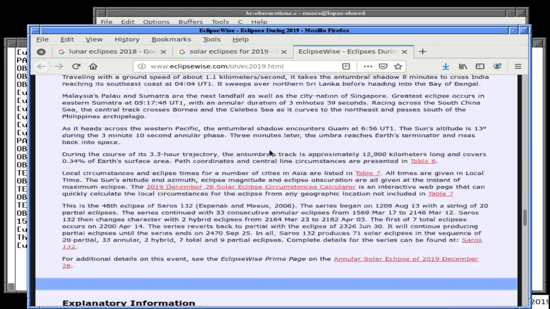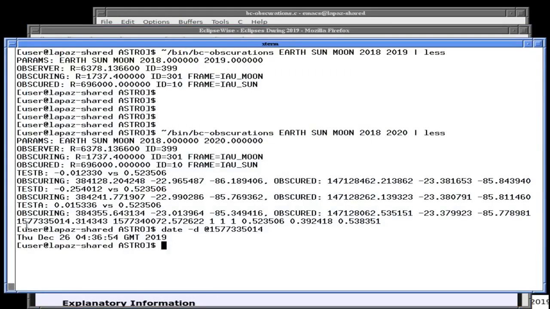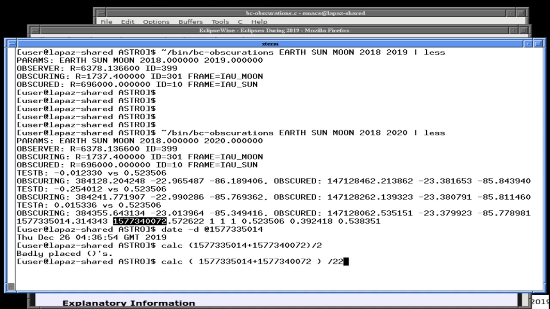Okay. And we say at the middle of the eclipse, which I don't actually bother to compute, but we can do that here. Seriously, this thing's gonna kill me.